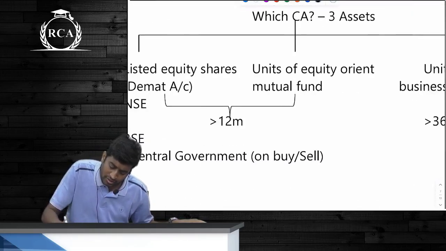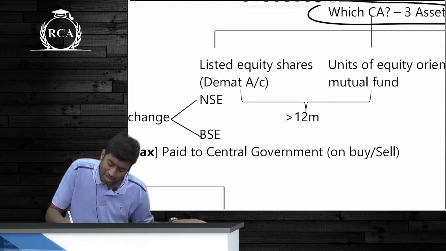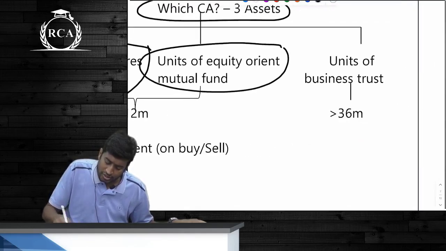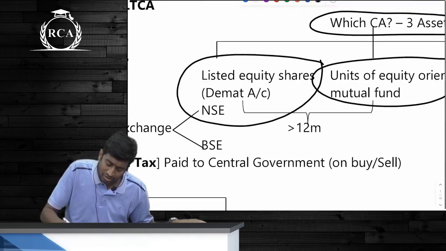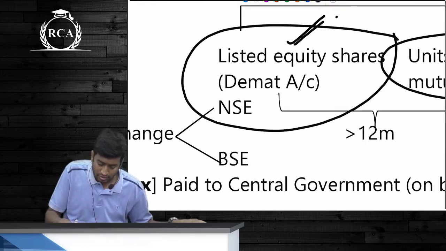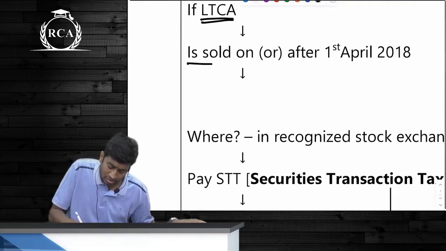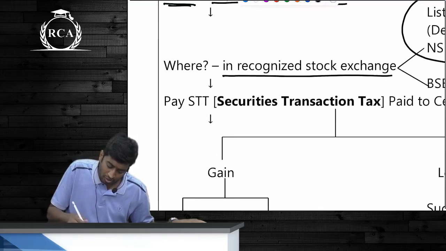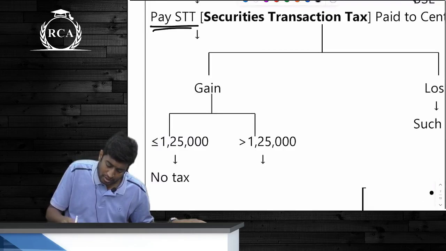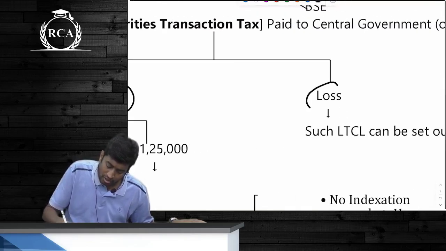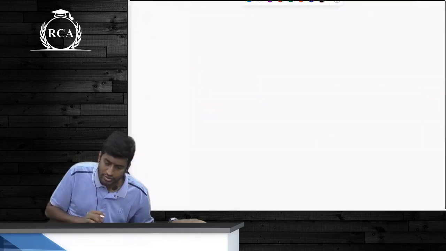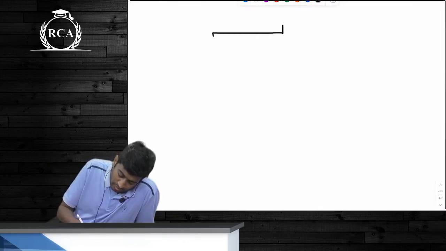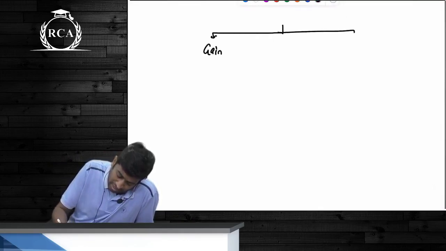Now the question is which? Number 1. Number 2. Number 3. But in the exam this only is important. Which one? Number 2 is where? What do you pay? Gain or loss? Okay, everyone on the screen. It can be gain, or loss.